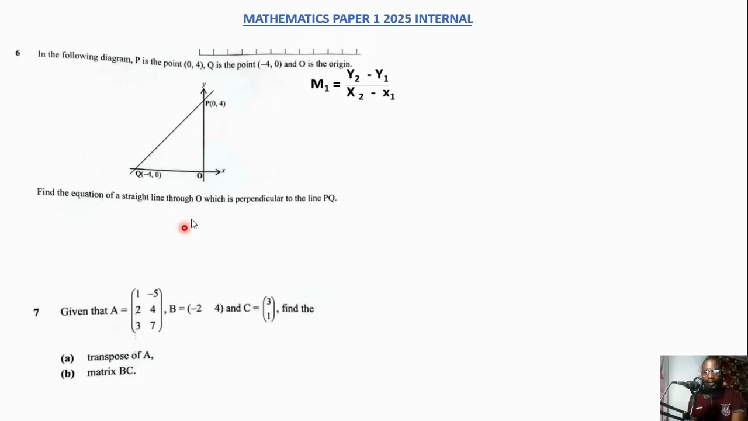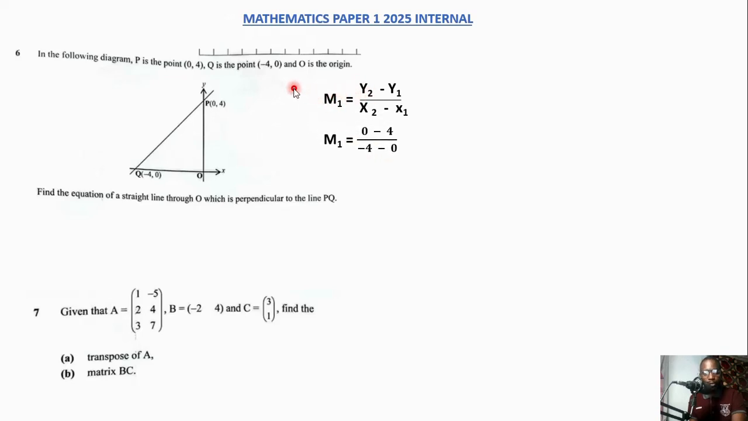Finding gradient 1, we'll just use the standard formula, whereby we say gradient 1 is equal to y2 minus y1 divided by x2 minus x1. Now, where do I get these values? I'll get these values from these coordinates I've been given. Here, this is x1, this is y1, this is x2, this is y2. As simple as that. So we'll just replace with the actual values.